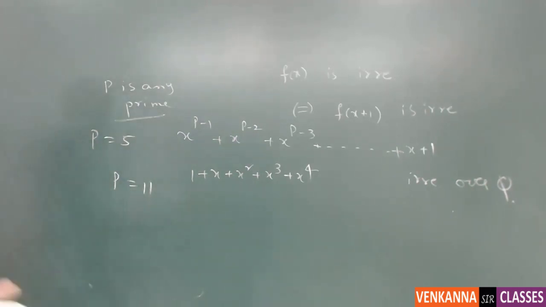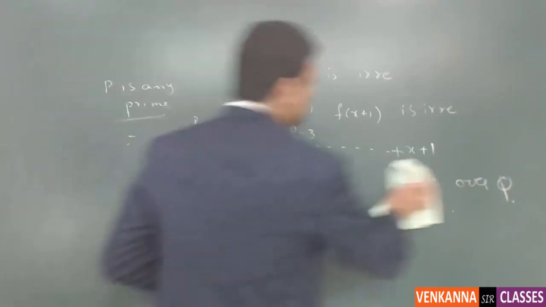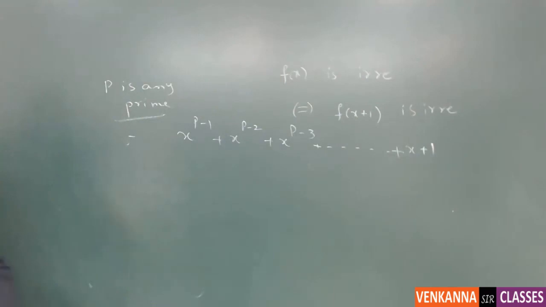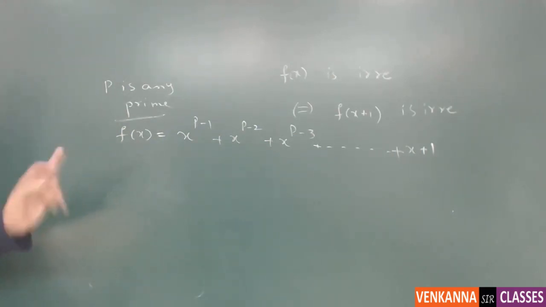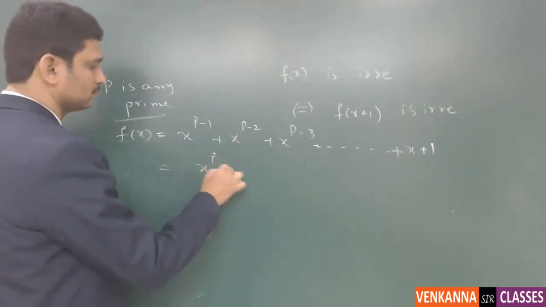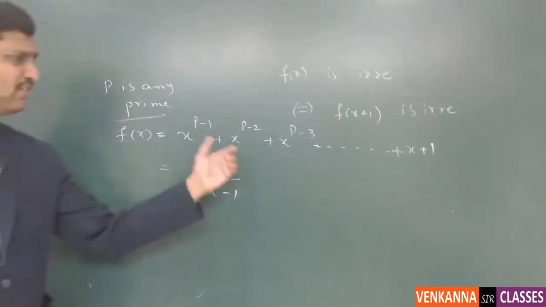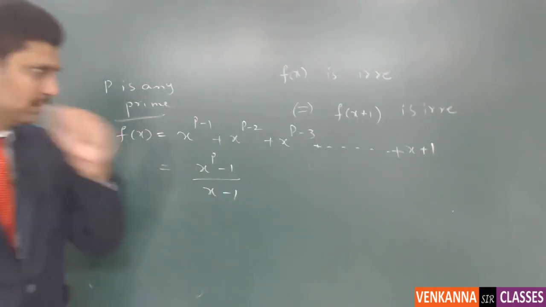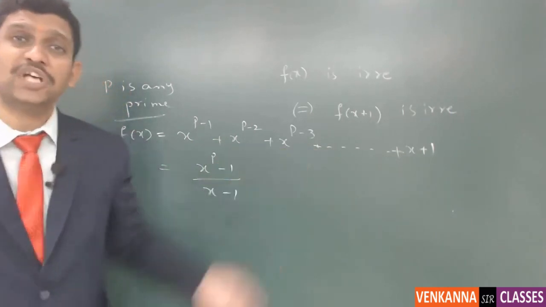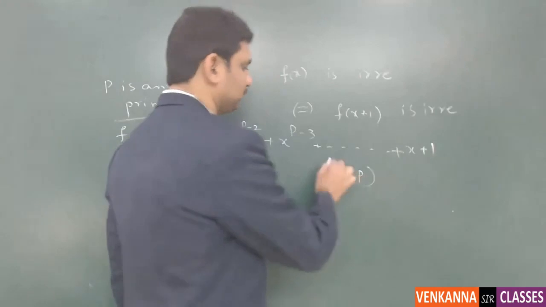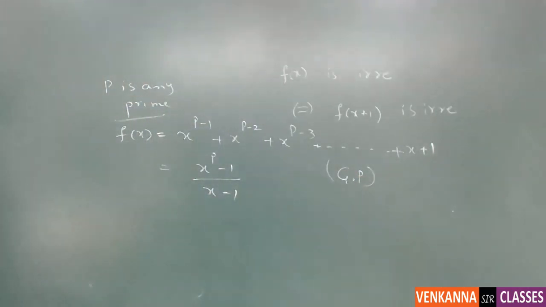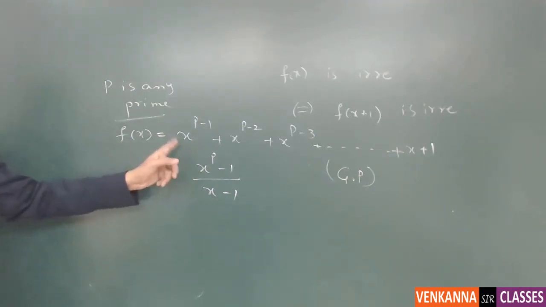Now, let us consider the given polynomial where p is a prime number. This is my given polynomial. I will give the name f of x. Now, I can write this polynomial as, because you can visualize this, this is nothing but the sum of the terms which are in GP, the geometric progression. Sum of the n terms in GP. Here the common ratio is x. Accepted?